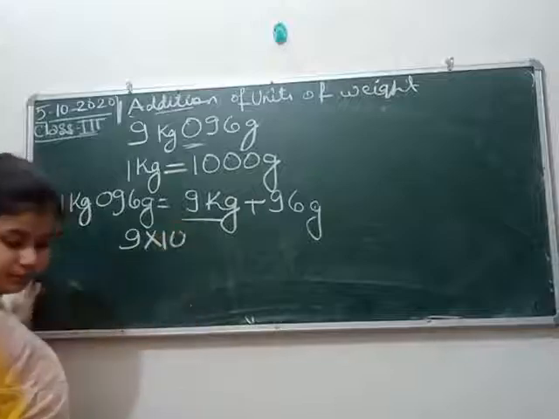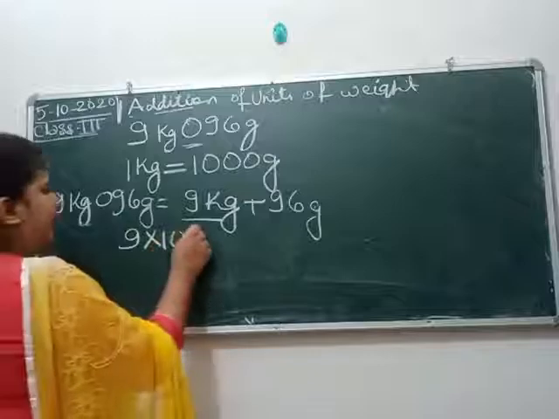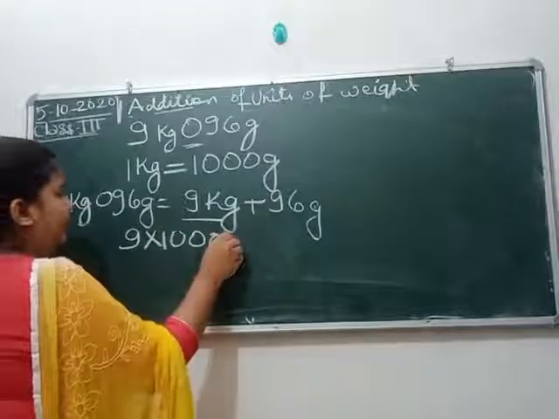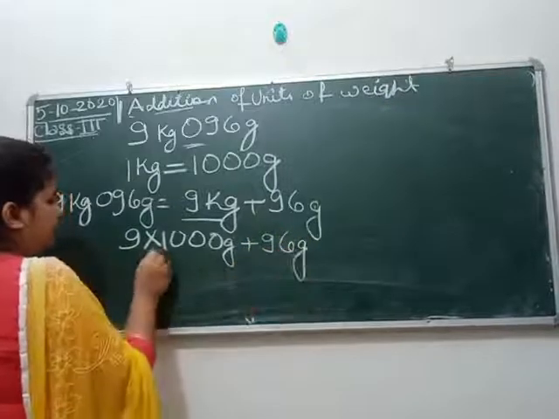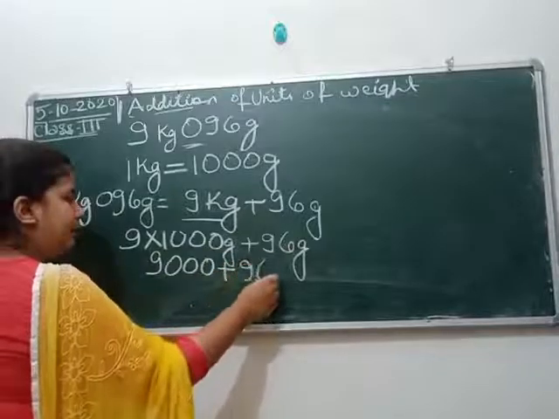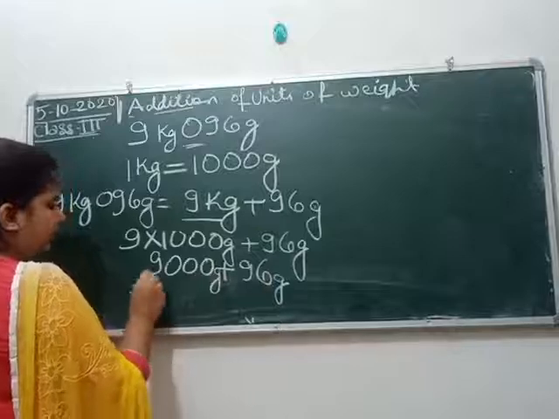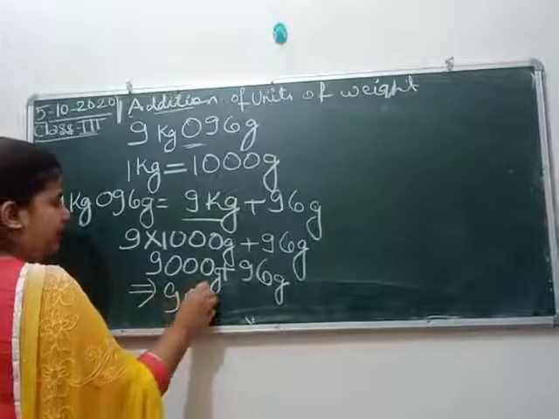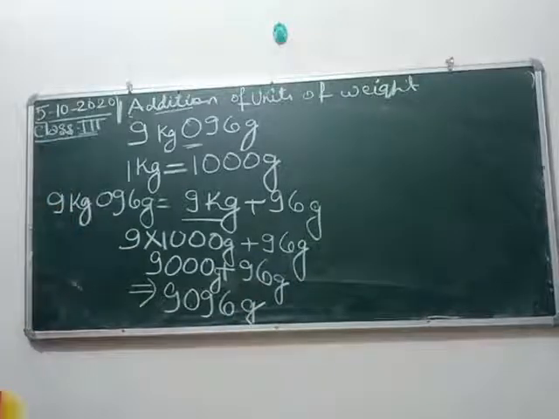9 into 1000. 9 into 1000 gram and plus 96 gram. 9000 plus 96 gram. Together we will get 9096 gram. Okay, 9096 gram will be the answer. Come on, note it down.